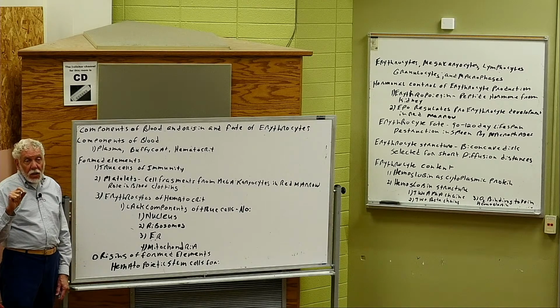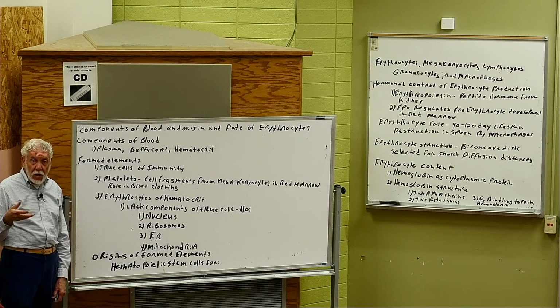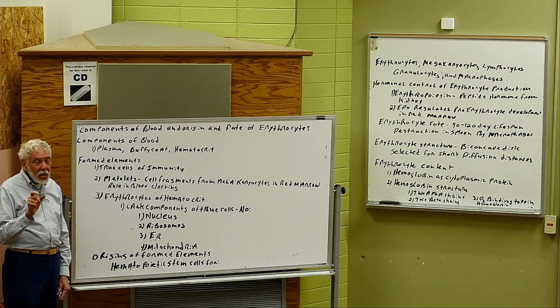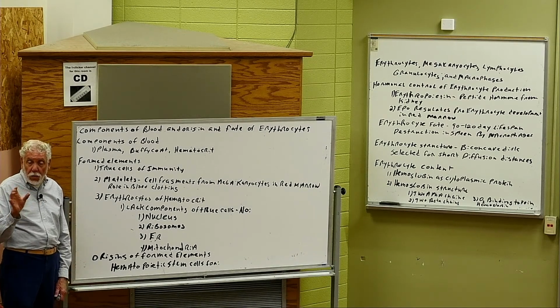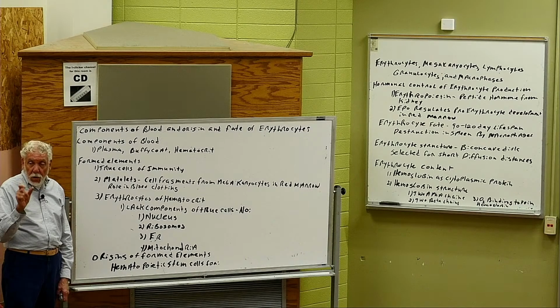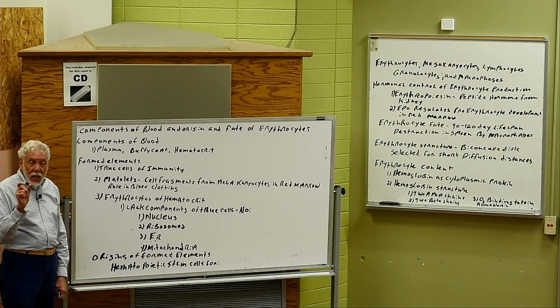The buffy coat contains all the cells of the immune system, and we're going to spend some time on those as we get toward the end of the week. But the buffy coat is going to contain lymphocytes and macrophages and granulocytes, a whole series of cells that are involved with the immune system. That will also contain the platelets.